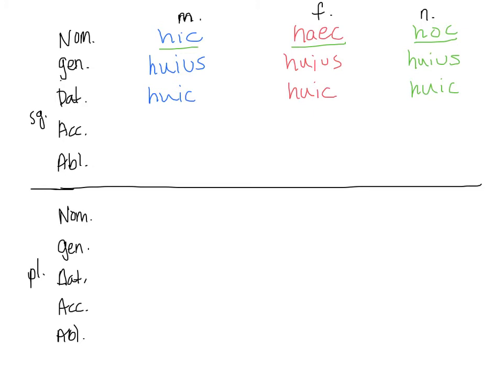So far we have haec, haec, haec, huius, huius, huius. So that I is going to kind of come out like a Y sound stuck in between those two U's. So huius, huius, huius. In the dative, huic, huic, huic. Then when we get into the accusative, we're back to just the H as our stem.